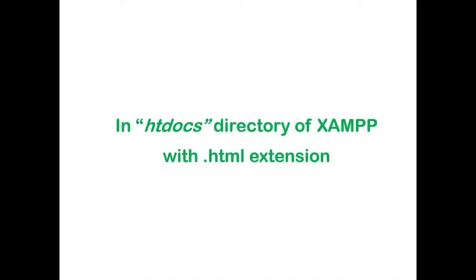Now where to save it? It depends on the tool you are using: XAMPP, LAMP and a few more web servers. You have to save your file with the HTML extension in the directory called htdocs inside the XAMPP installation folder. I will show this again at the end of the slide.